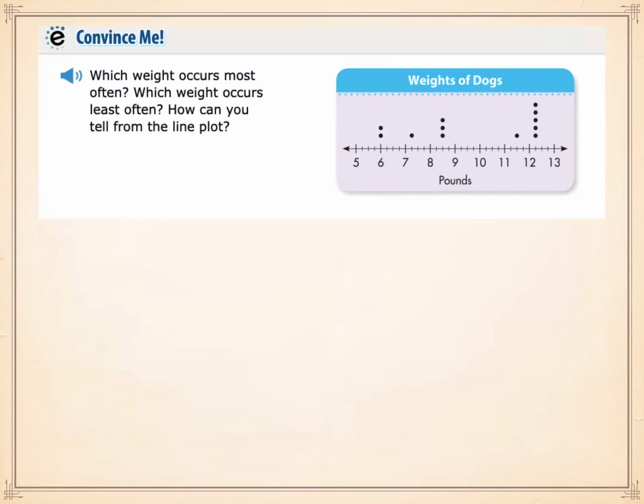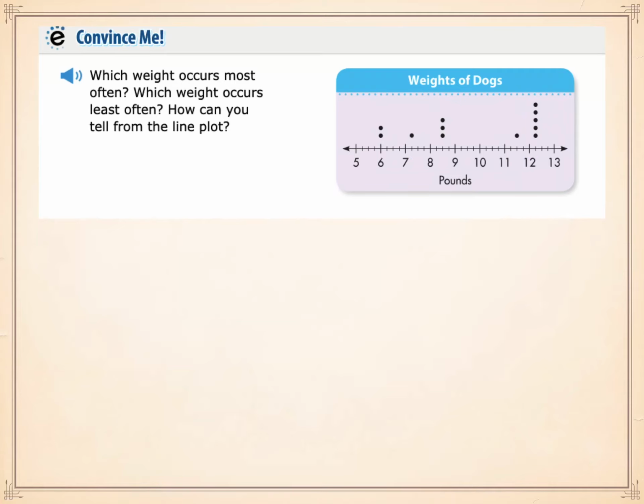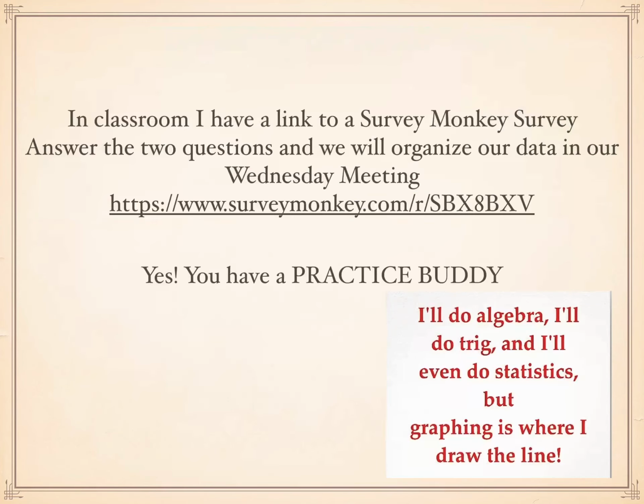So in that number line, which weight occurs most often? Remember, that's called your mode. Which one occurs the most often and which one occurs the least often? How can you tell from the plot? And that's why a plot is so helpful, because you can tell simply by looking at it. The highest one is the one that occurs the most often. And the lowest one, the least often, would be 7 1/4 and 11 1/2. Both those only occur once. So that is simply how you would make and read a line plot.